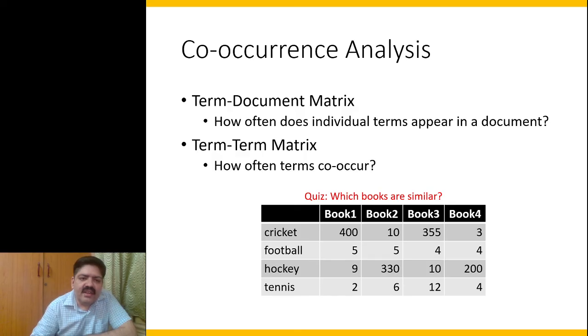So a co-occurrence analysis builds a term document matrix once again. So it fills that with how often the individual terms appear in the document, or the term frequency information. So let's say I have book 1, book 2, book 3 and book 4, and book 1 had 400 occurrences of cricket, 5 occurrences of football, 9 occurrences of hockey, and 2 occurrences of tennis. So if I give you a term document matrix like this, can you tell me which books look similar to you?